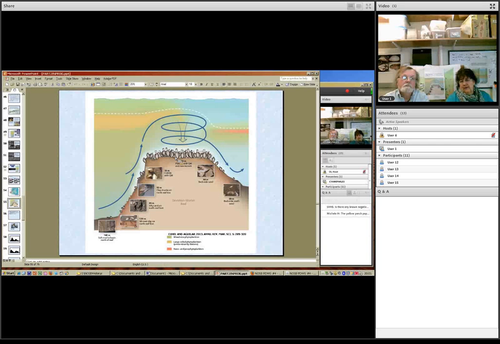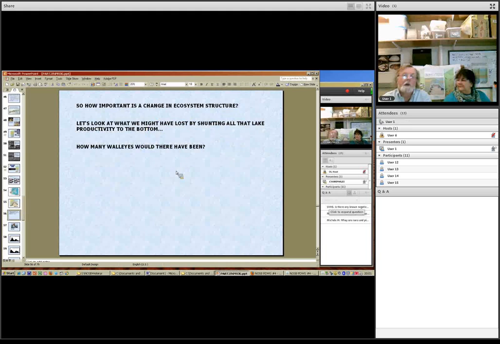So now this will be a lot of fun, and you get to calculate some of the things that we have been showing you to see how that has had a big impact in fisheries. Right. In our closing activity, we are going to use what we have learned to calculate something about how big of an impact the quagga mussels were. How important is their changing of the ecosystem? Let's look at what we might have lost by shunting all that productivity to the bottom.